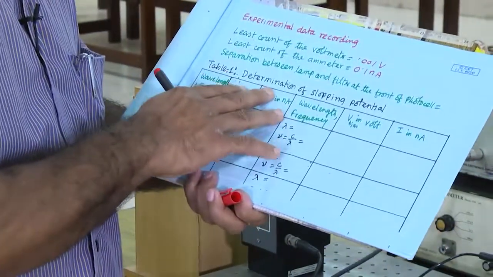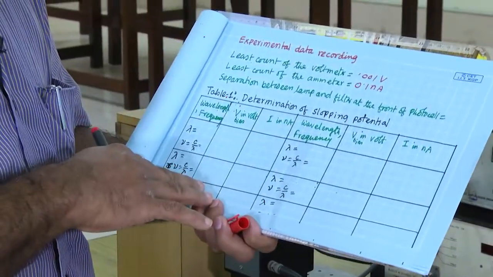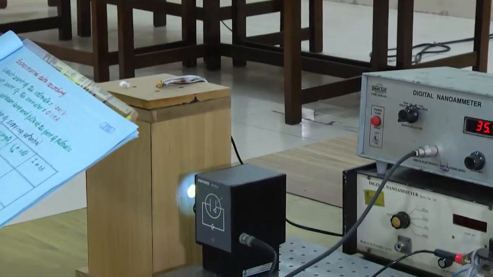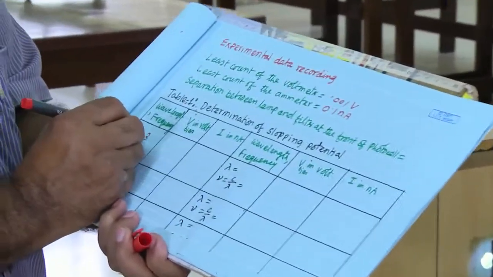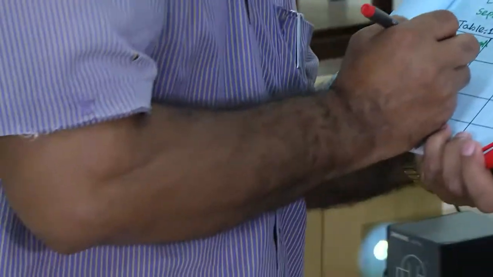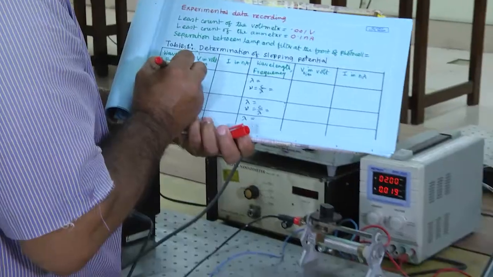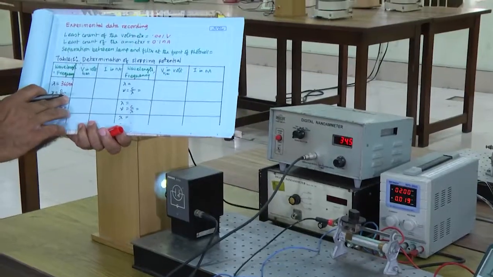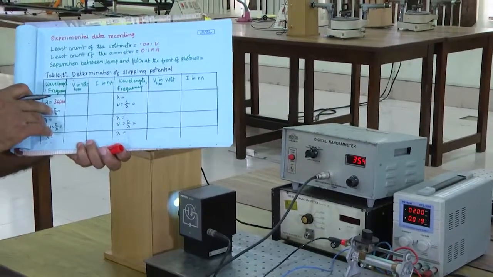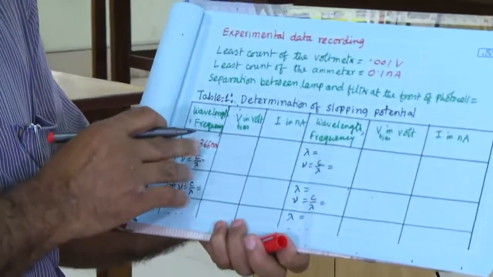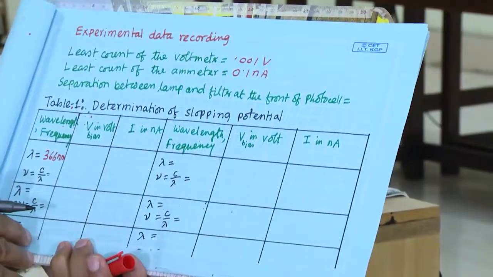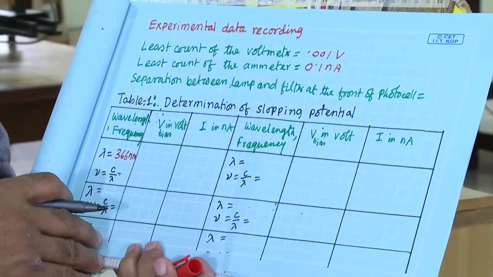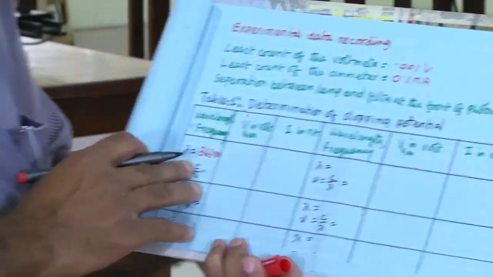Now we have to determine the stopping potential. So we will choose a particular wavelength, say lambda equal to, what lambda have I chosen, 366 nanometers. I will note it down, and calculate the corresponding frequency, where c is the velocity of light, 3 into 10 to the power 8 meter per second.